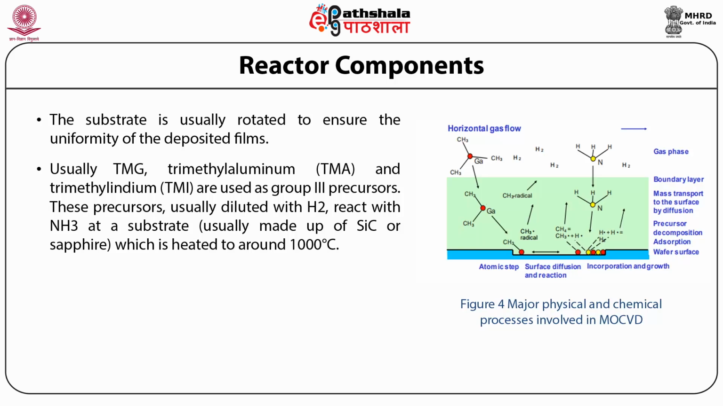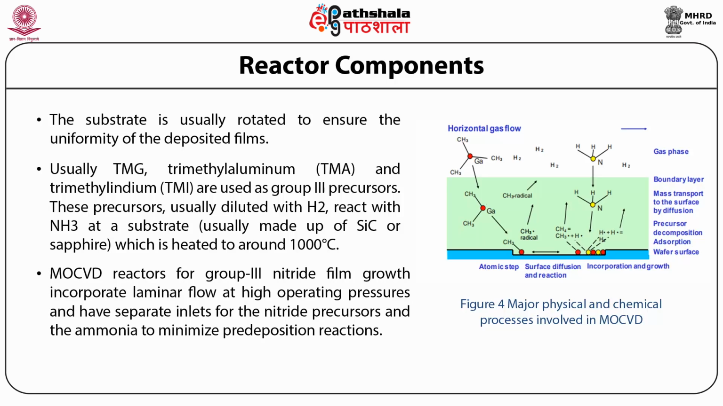Usually TMG, trimethyl aluminum TMA, and trimethylindium TMI are used as group 3 precursors. These precursors, usually diluted with H2, react with NH3 at a substrate usually made up of silicon carbide or sapphire, which is heated to around 1000 degrees Celsius.